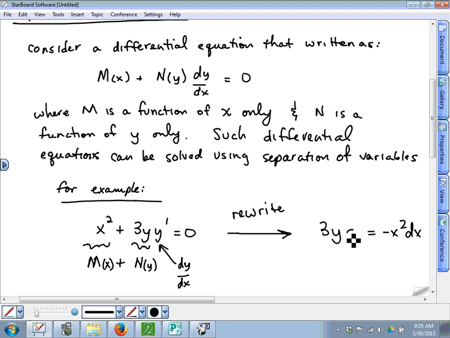Yeah, so it's kind of like the implicit stuff. If it is of this form, you collect the x terms on one side, you collect the y terms on one side, then you can integrate.